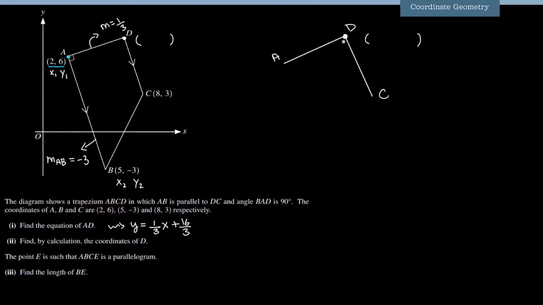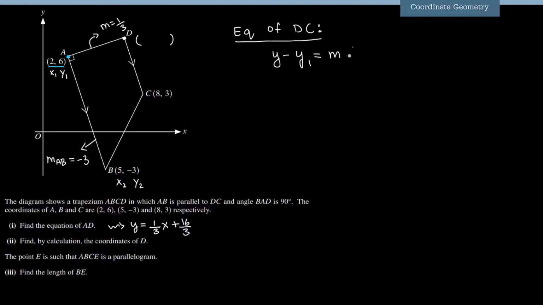If I can find the equation of the line DC and solve these two equations simultaneously, I can find the coordinates of point D. Well, let's first find the equation of the line DC. To find the equation, I'm going to use this formula: y minus y1 is equal to m times x minus x1. To use this formula, I need to know the gradient of the line DC and any one point on the line whose x coordinate and y coordinate are known.